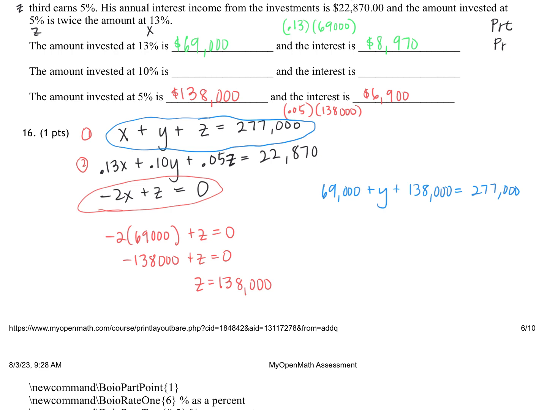So 69,000 plus 138,000 is 207,000. So now we would subtract 207,000 from both sides, and that would leave us with 70,000. So 70,000 is the amount that we invested at 10%. And then again, to find the interest, we would multiply the interest rate times that principal, and we would see that that is $7,000.